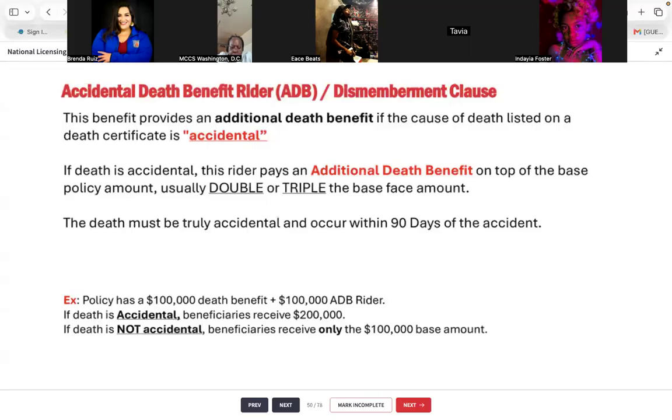But what happens is if a policy for $100,000 is written, right? The client has this rider on it, and they pass away from an accident, their death benefit may be doubled to 200,000 or even tripled to 300,000. If it's not accidental, it's still only going to be 100,000.